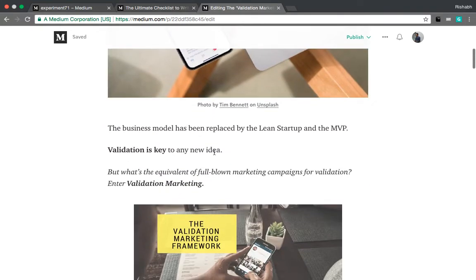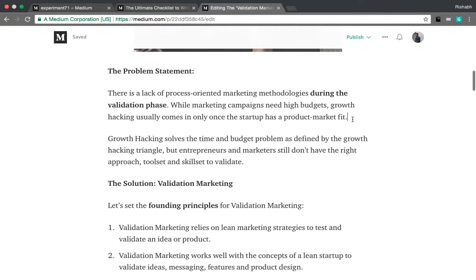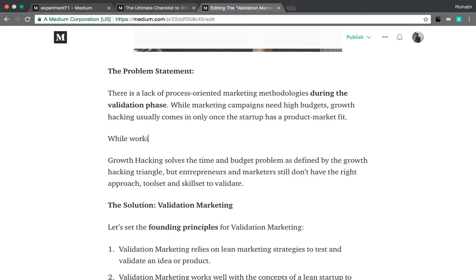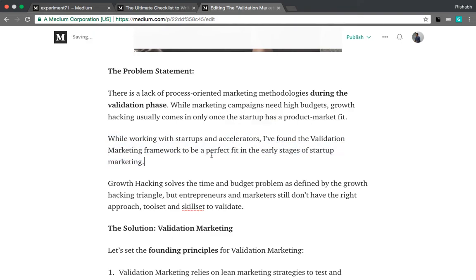And I think it makes sense to have a little more first person in the content. So what I'm going to do is, it says there's a lack of process-oriented marketing methodologies during the validation phase. While marketing campaigns need high budgets, growth hacking usually comes in while working with startups and accelerators. In the early stages of startup marketing. So that's something I would like to include here.